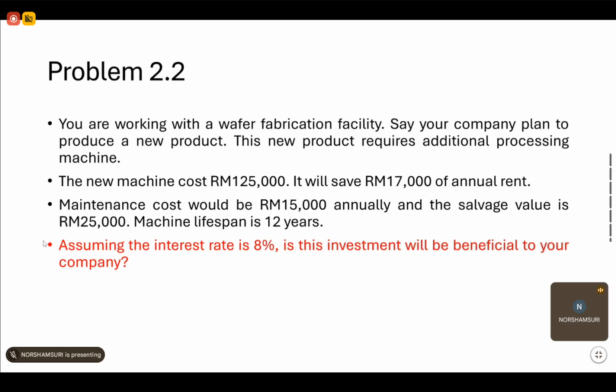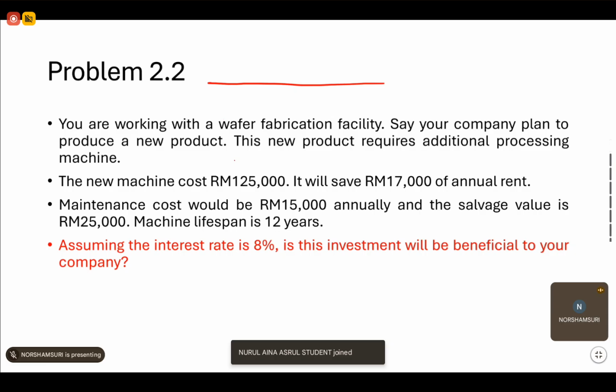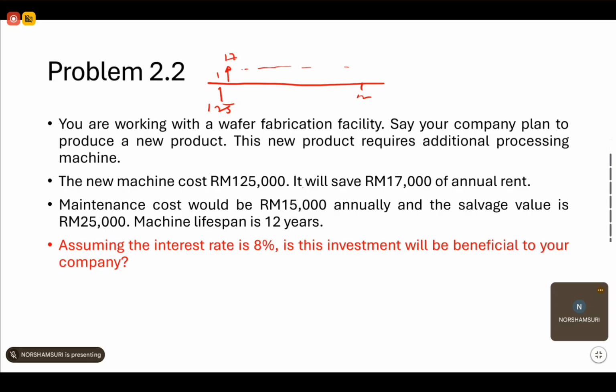If you are working with a fabrication facility, say your company plans to produce a new product. This new product requires an additional processing machine. The new machine costs you 100,000. If you save 70,000 annually, it's easy if you write the cash flow diagram. The new machine costs you 125,000 in year one, for example, and then you have 12 years. It will save you 70,000 annually in rent. So 70,000 you get annually until the 12 years.